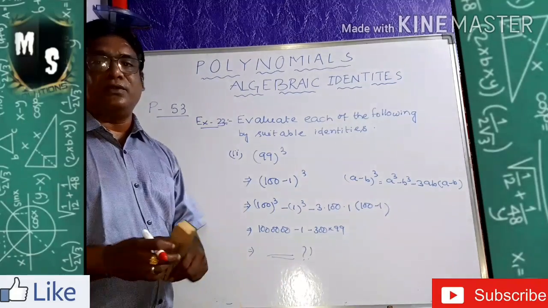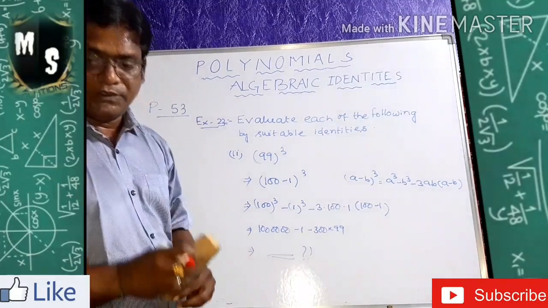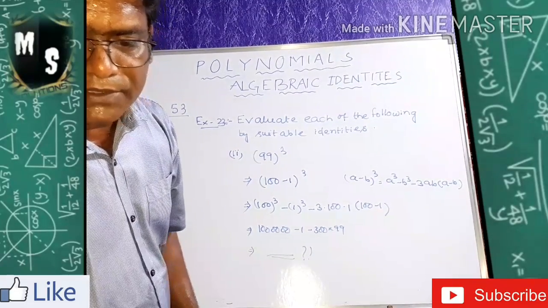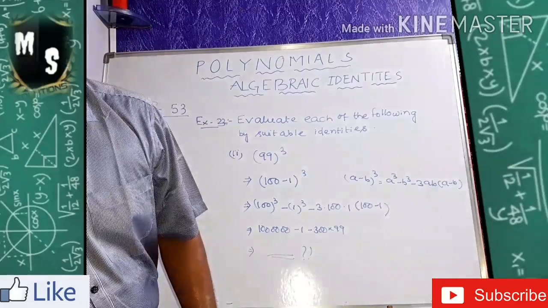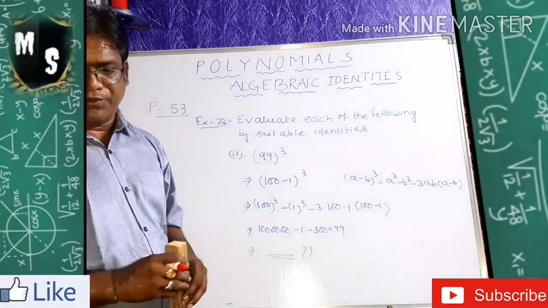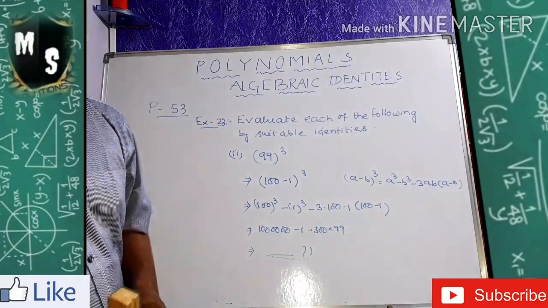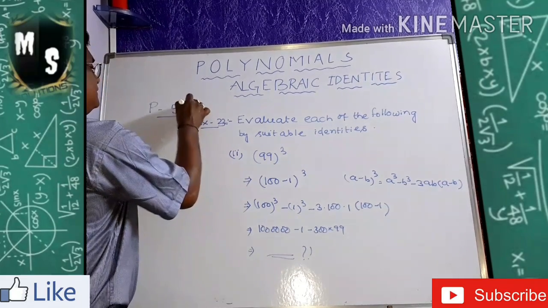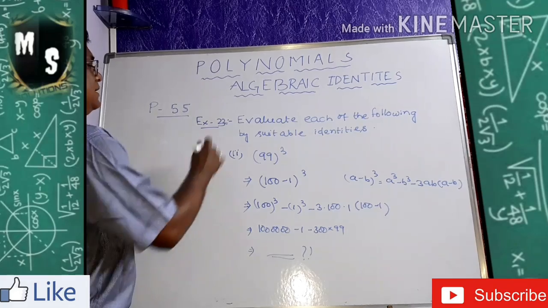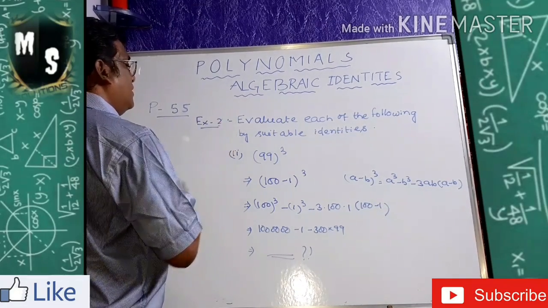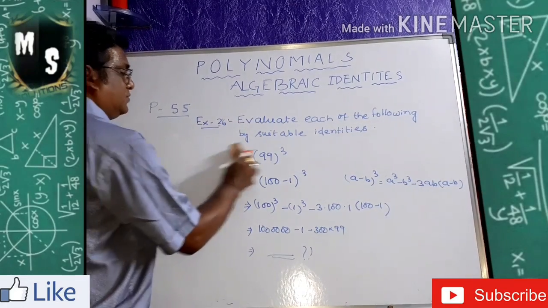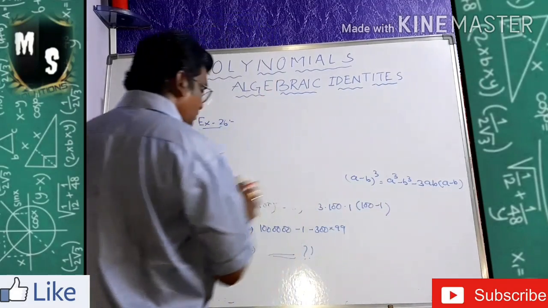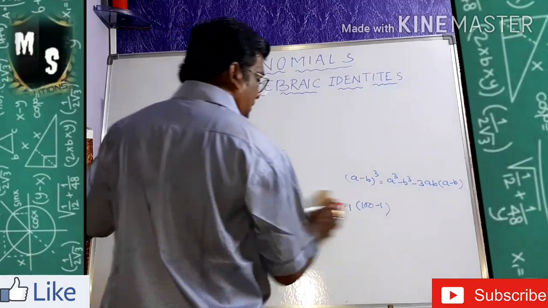Similarly, another sum I want to do for you, on page number 55. The sum is example number 26 on page number 55. Go to that example; example number 26 I want to do.